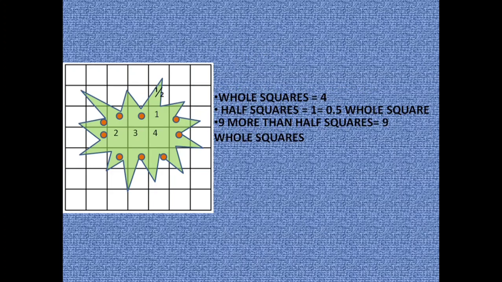Clear? Now these parts, if we see, all these, they are less than half. So we will ignore them. We will not count these parts as they are less than half. And less than half is required to be ignored. So the approximate area is equal to 13.5 square centimeter.